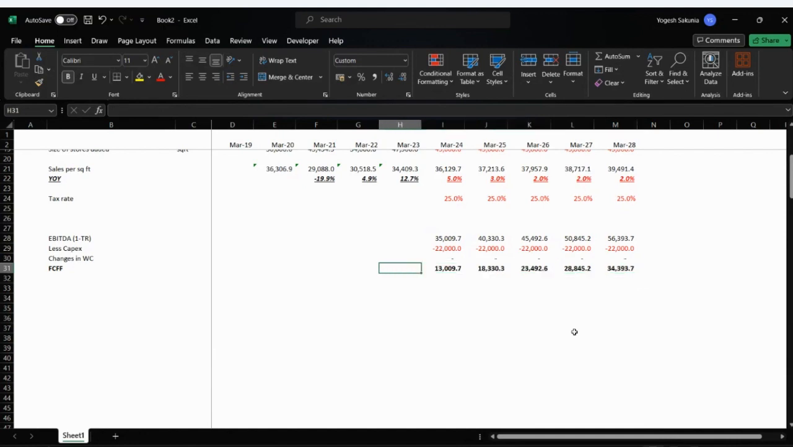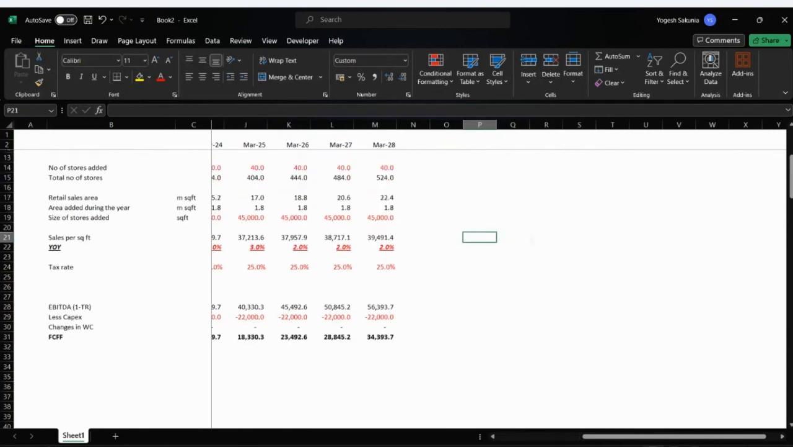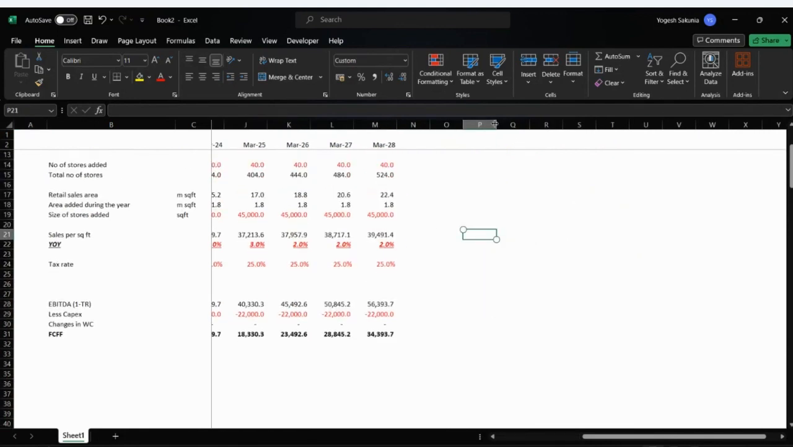So we've got the free cash flow. To do the valuation, DCF valuation, we need to discount this free cash flow using the weighted average cost of capital. So the next thing that we need to calculate is the weighted average cost of capital. So let's do some calculations here for weighted average cost of capital. To do the weighted average cost of capital, first we need to get the weight of equity and weight of debt, right? So let's get to that.